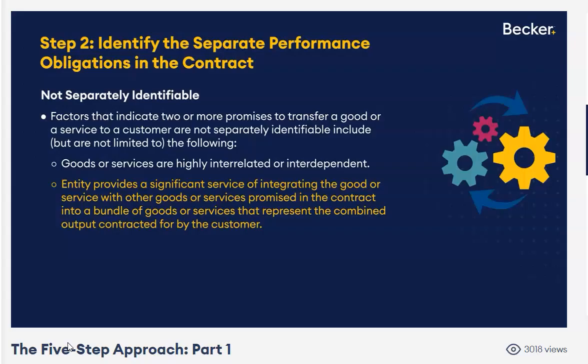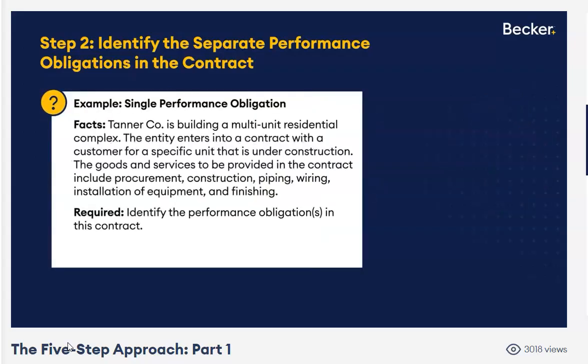Let me give you two examples here. All right, Tanner is building a multi-unit residential complex. So there's multiple units. A prospective customer comes in and says, oh, I love that corner unit. It has the best view of the lake. So they want that one, and they say, we want you to do the piping, we want the wiring, we need Wi-Fi here, we need Cablevision hookups over there, we want you to install certain equipment and then do the beautiful woodwork finishing.